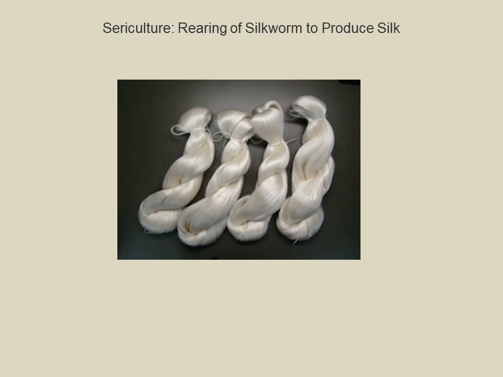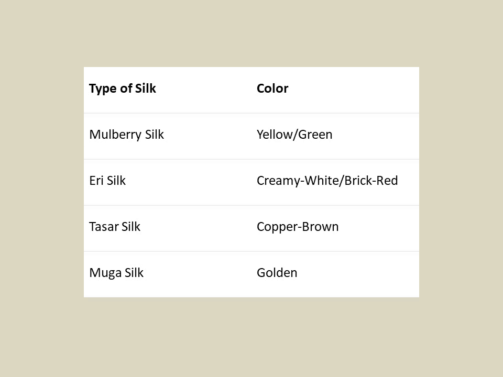Now, you can see this is the rearing of silkworm to produce silk. Now, these are the threads which are reeled out during the process of sericulture from the cocoon. Now, if we see the type of silk, mulberry silk is yellow-green in color. The eri silk is creamy white or brick red in color. The tussar silk is copper brown in color, while the muga silk is golden in color.